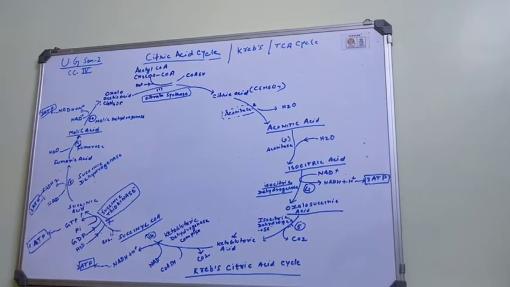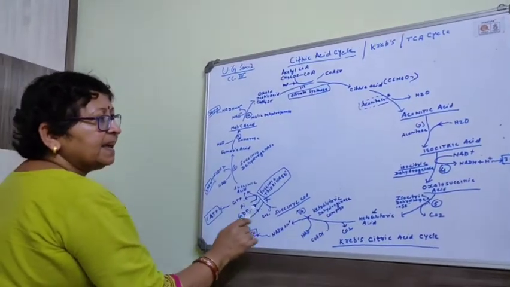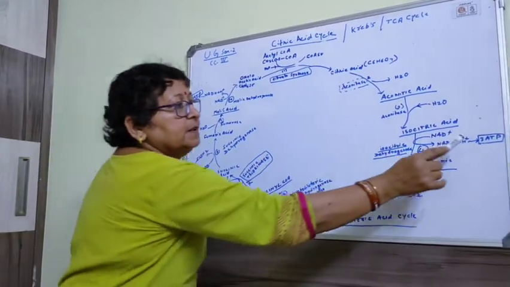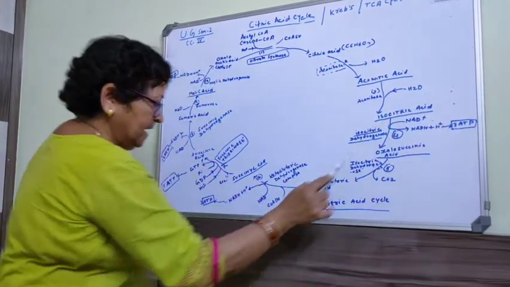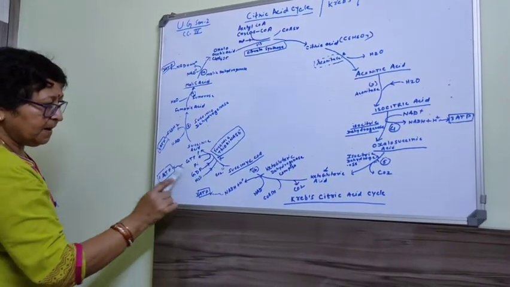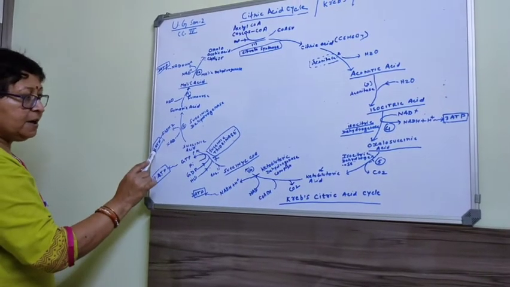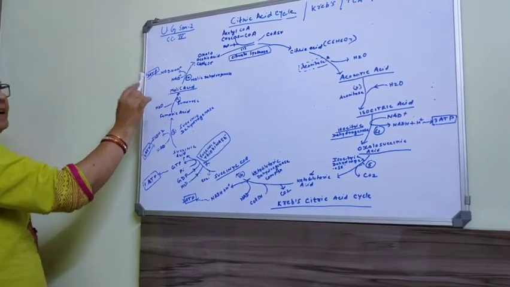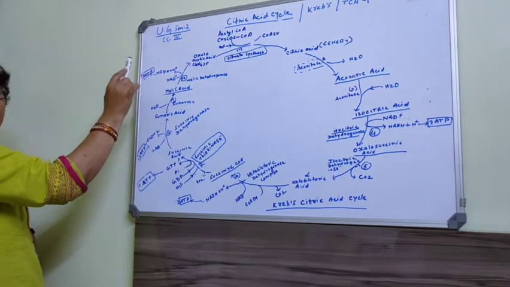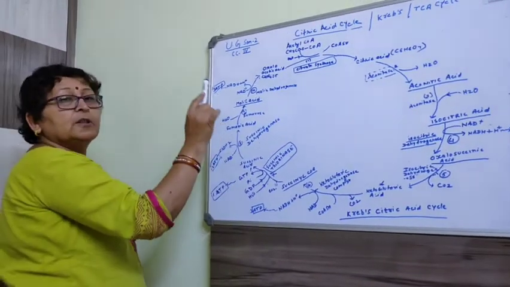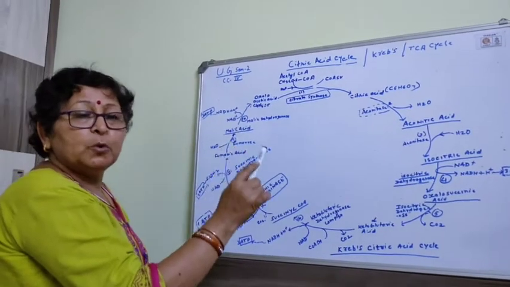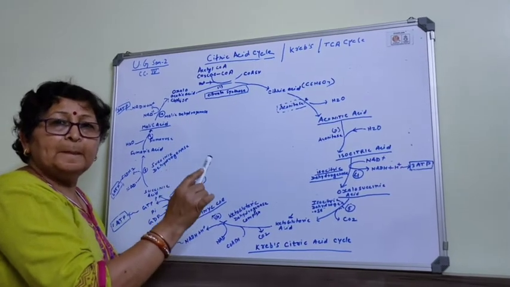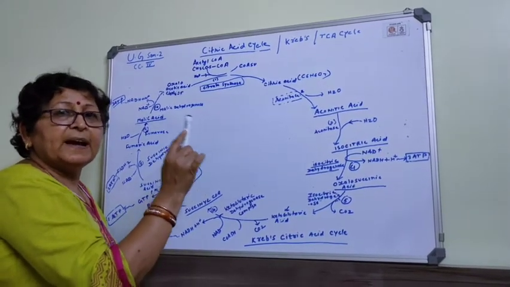Thus, for completing one cycle, 12 molecules of ATP are released. Here is 3 molecules of ATP. Here 3 molecules of ATP. Here 1 ATP. Here 2 ATP. And in the last step, here 3 molecules of ATP. Adenosine triphosphate is a form of energy. Thus, the total number of ATP produced is 12 molecules for completing one citric acid cycle.